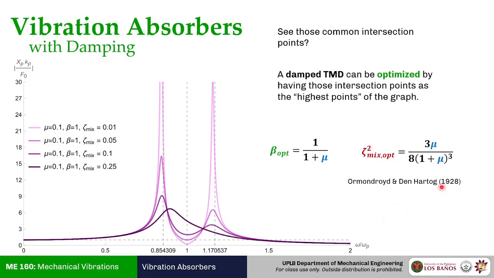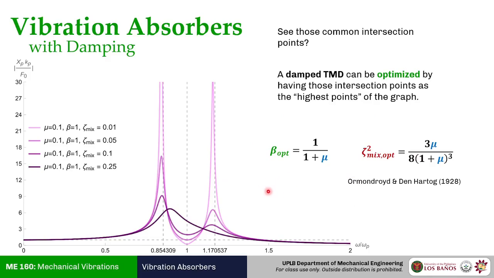And if you notice, do not be bothered by the year because this kind of relationship is still used for this application. So even though it was almost 100 years ago at this point, this particular relationship for the frequency ratio and the zeta mix ratio is still relevant up to this point.